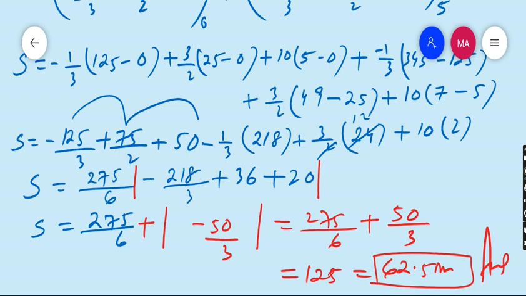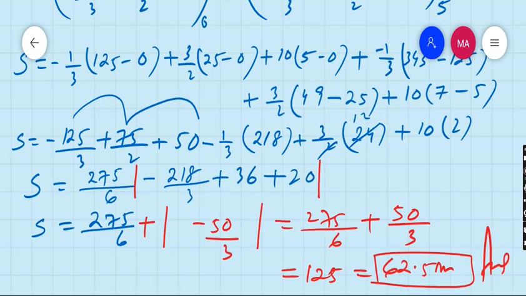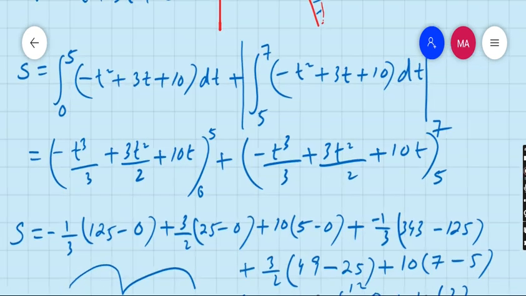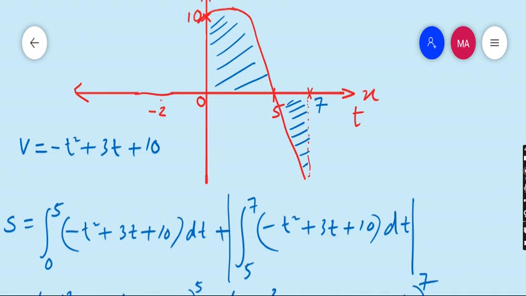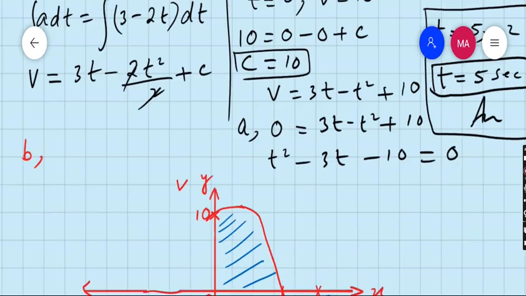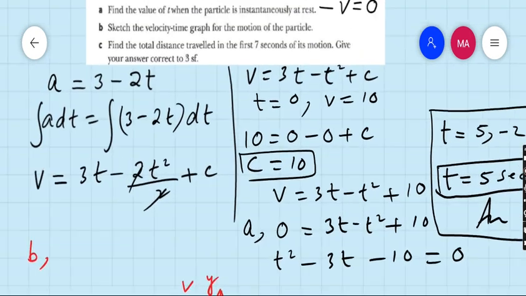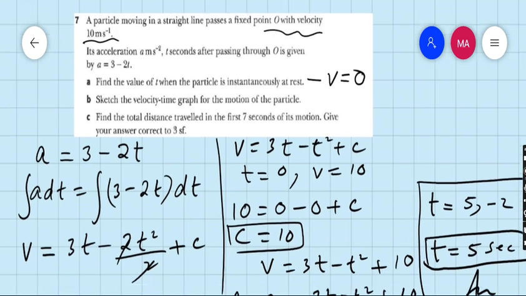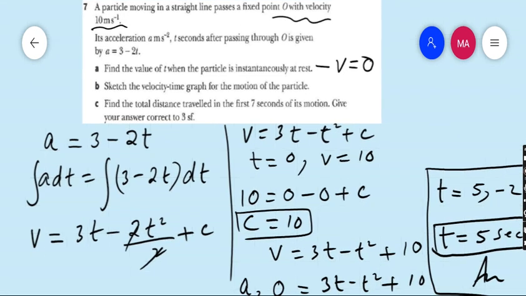So hope you understand. Sorry for that inconvenience. I forgot the concept of the area below the curve. I didn't put the modulus sign. That's why I felt difficulty in this region from 5 to 7. But it's done. The mistake has been recovered. This is question number 7.